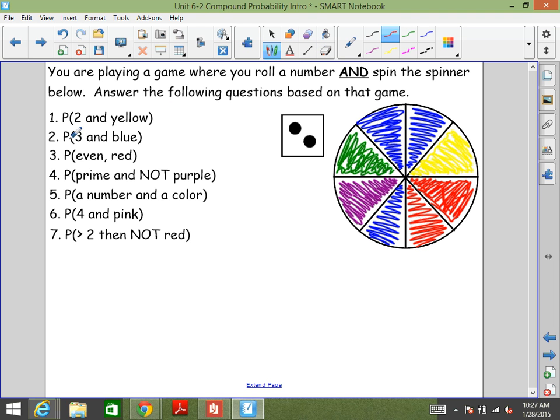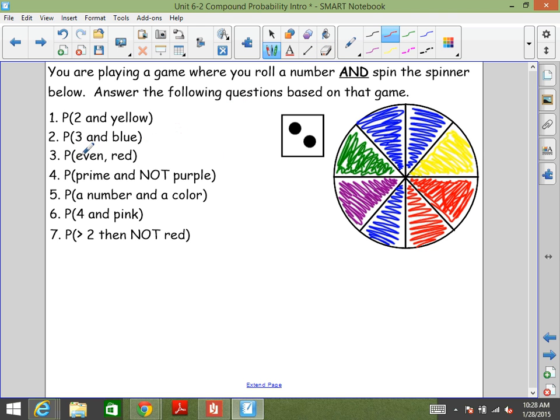Okay, next one, number 2. The probability of getting a 3 and then blue. So what's the probability of 3? I heard somebody say 3 out of 6. There aren't 3 3s on a number cube. That's not correct. What's the probability of getting a 3? 1 out of 6. There's only 1 3 on a number cube. Then what's the probability of blue? 3 out of 8. Okay, now we multiply. 1 times 3 is? 6 times 8 is? Is this likely to happen? Nope. 3 out of 48 is not a lot of chance there. Can I reduce that? Yes, and you should reduce.